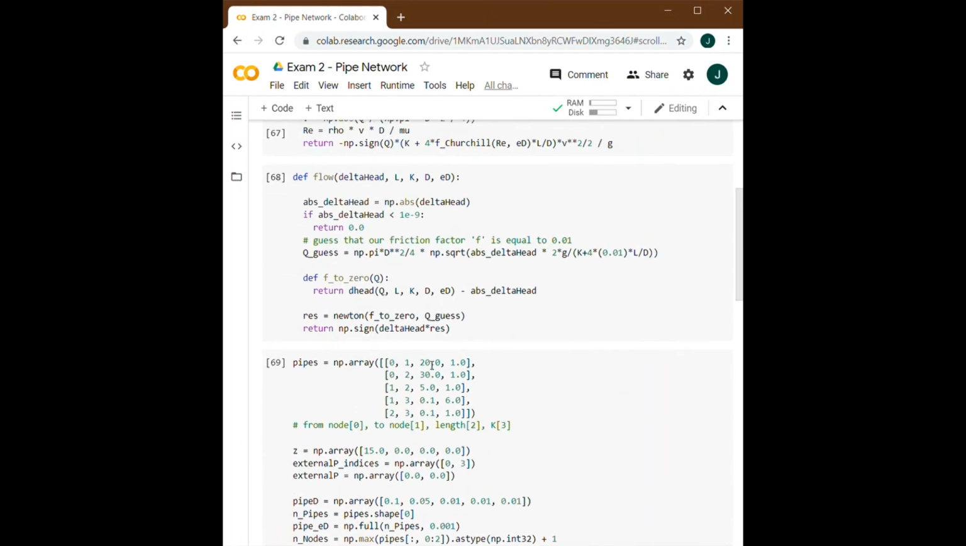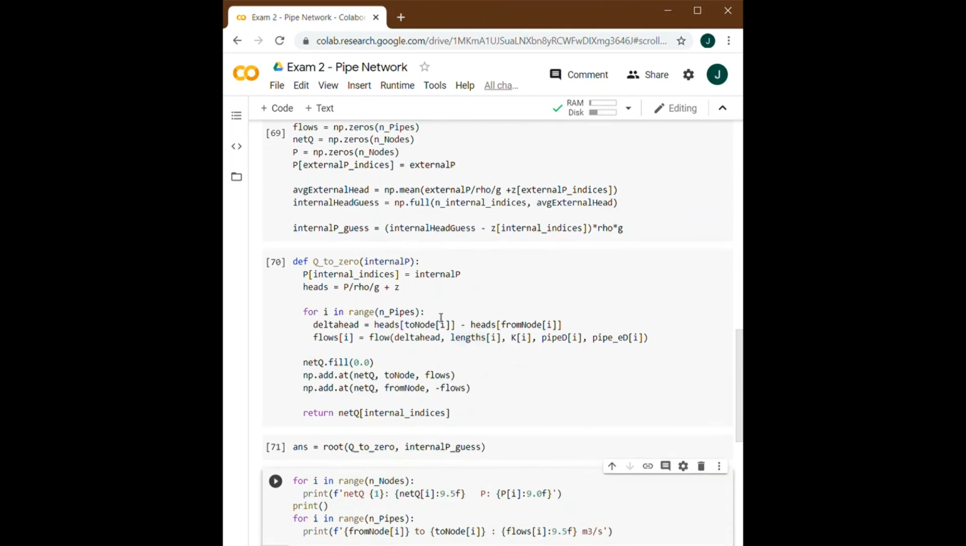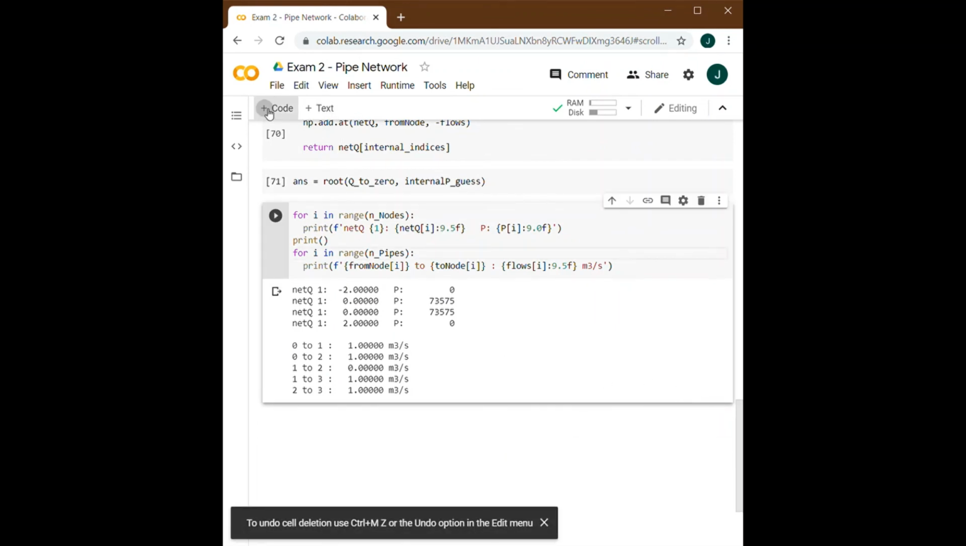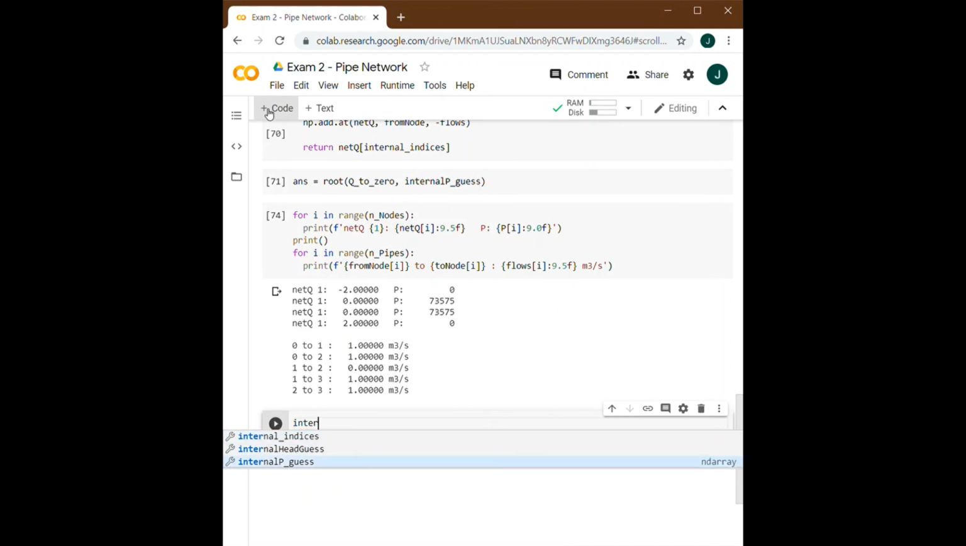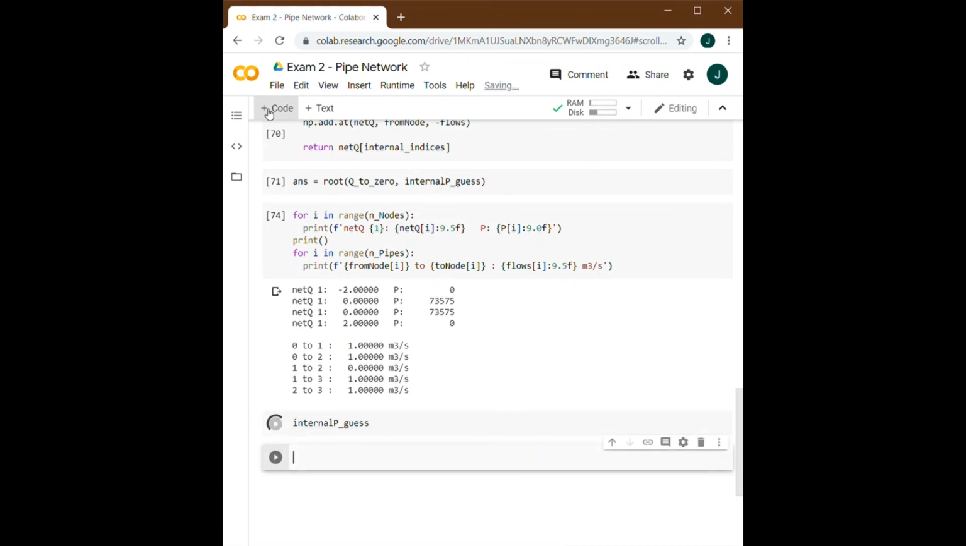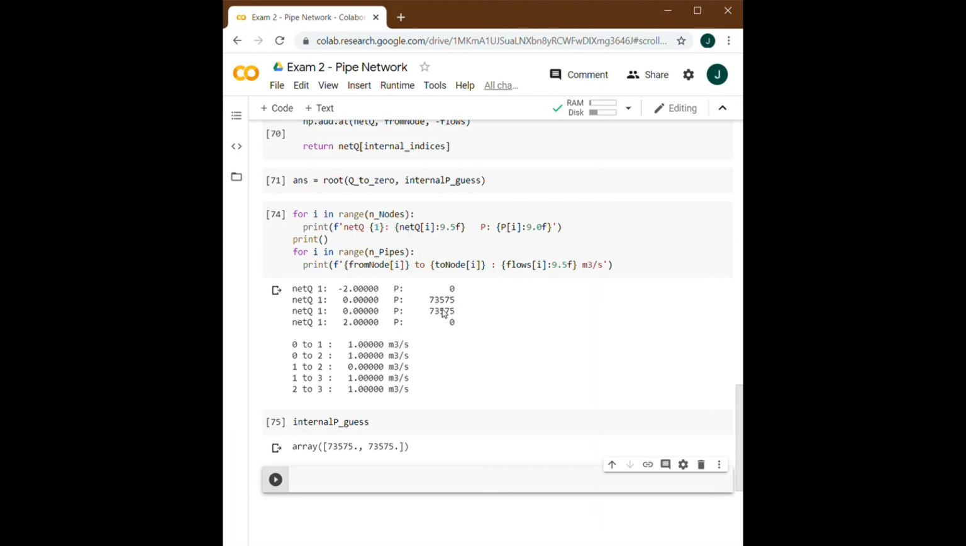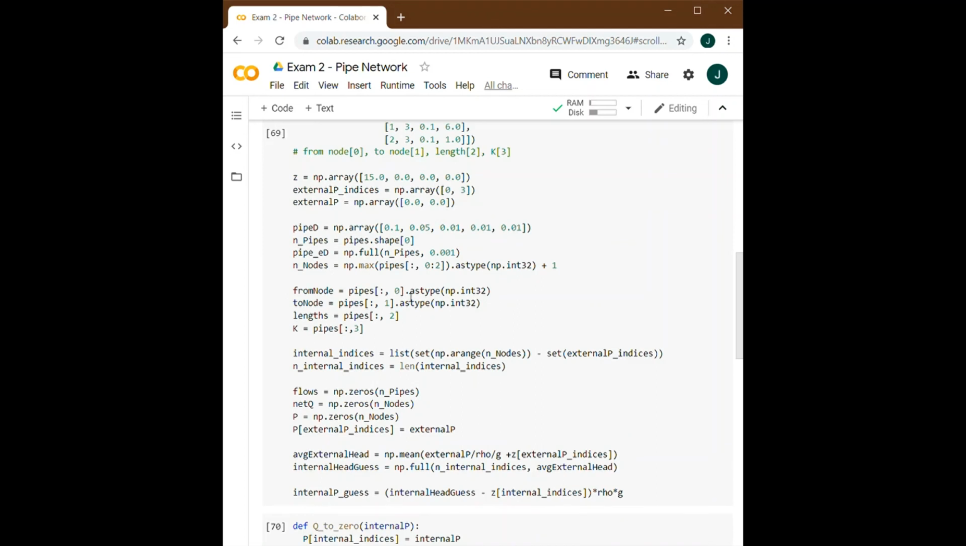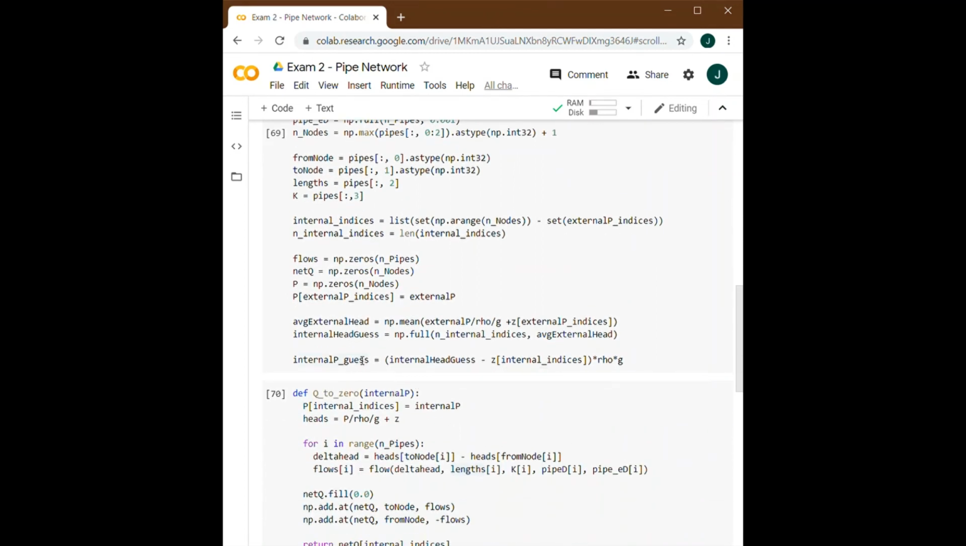So we guessed earlier that our internal P guess was this. And looking at this answer, we see that it didn't change. So that means we have a problem turning our internal P guess and finding zeros from that, like changing it. So looking, the first time we find the internal P guess is right here.